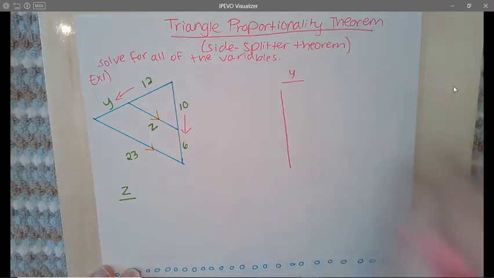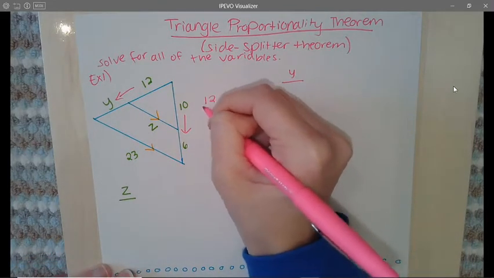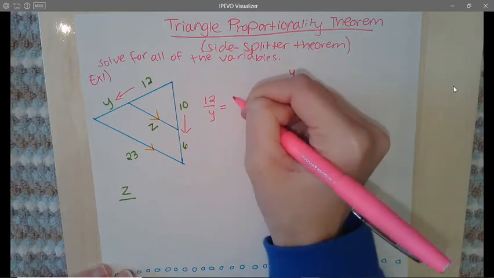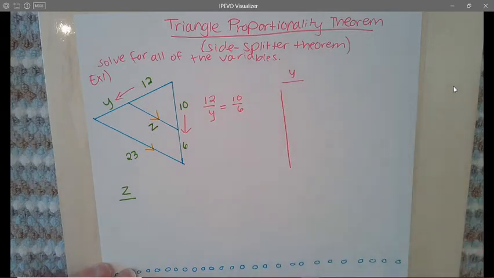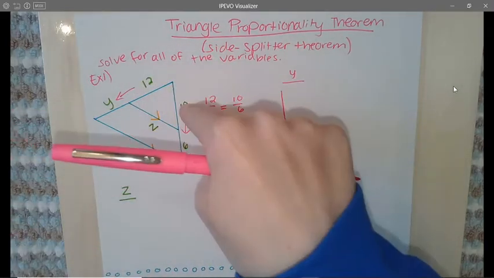Okay, so I'm going to set up my first proportion just like that. I'm going to say 12 over y equals 10 over 6. Okay? The other way that you could set up the problem and you will still get the same answer is if you go across the triangle.